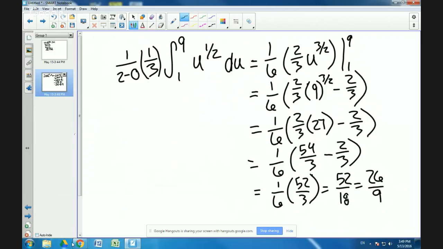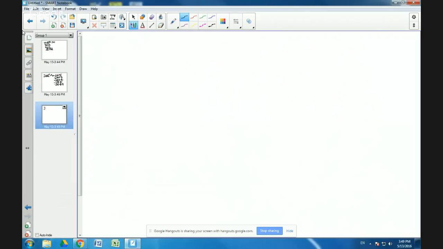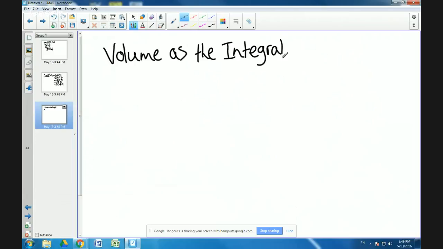Okay, so now we're all done with average value. Now we are going to talk about volume, how you find the volume using cross sections. Write down another theorem here.